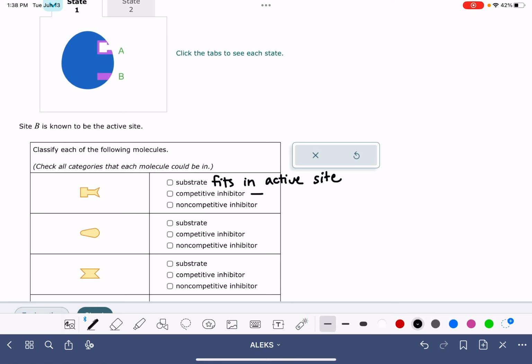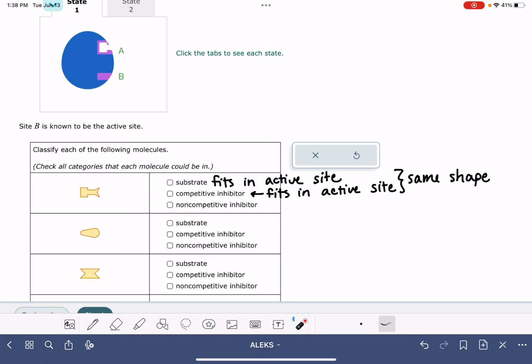A competitive inhibitor is a molecule that also fits in the active site. So it is a molecule that is not the substrate, but it competes with the substrate by binding to the active site. Substrates and competitive inhibitors have the same shape. And unless you are being told exactly what the substrate looks like, which is possible for some of these ALEKS problems, if you think that a molecule might be a substrate, it also might be a competitive inhibitor, and you should check both boxes.